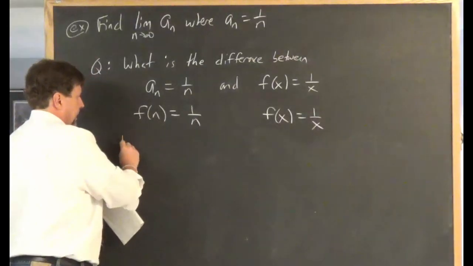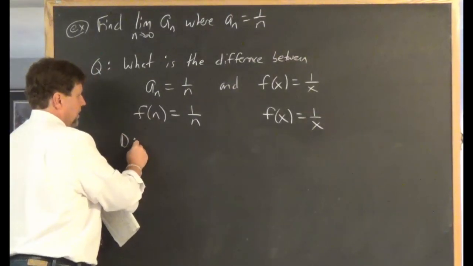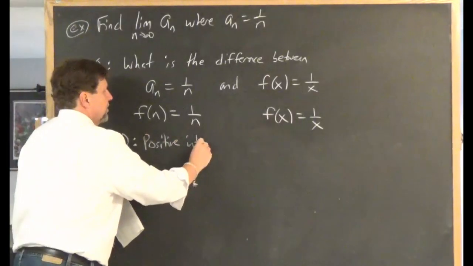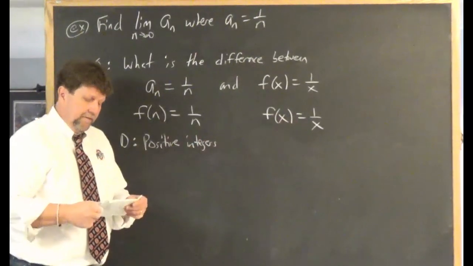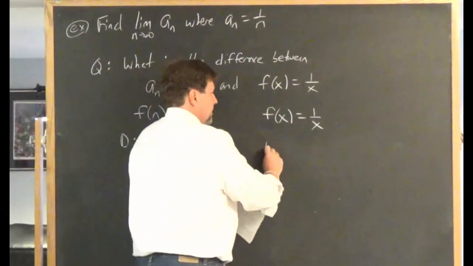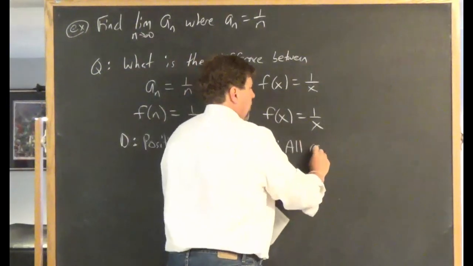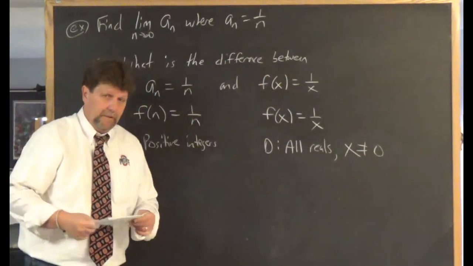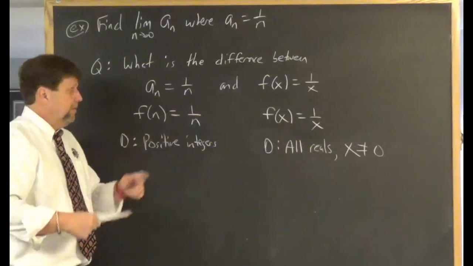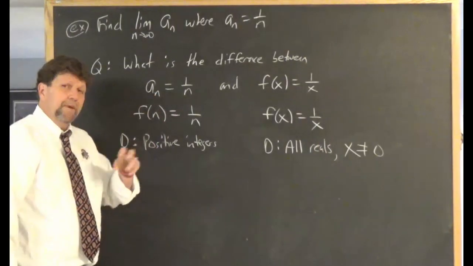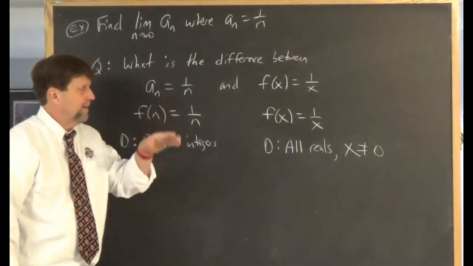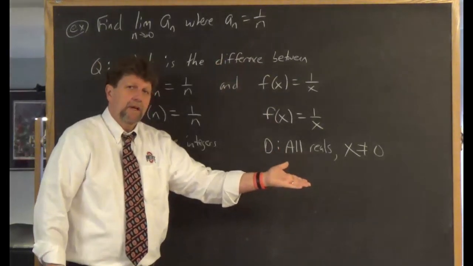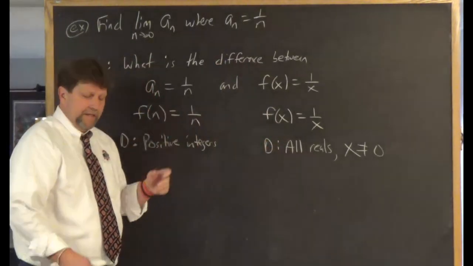So, a sub n, the domain is positive integers. For f of x equals 1 over x, the domain would be all reals, as long as we exclude 0. Yeah, we are in Ohio. Remember, the graph of this would be discrete. It would just be dots. The graph of this is continuous. It's a curve. It's a curve that would run through all of these dots.